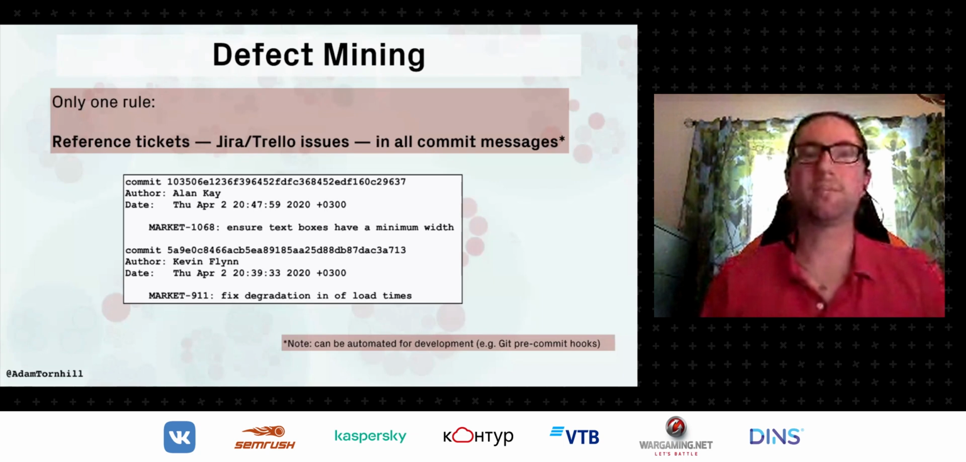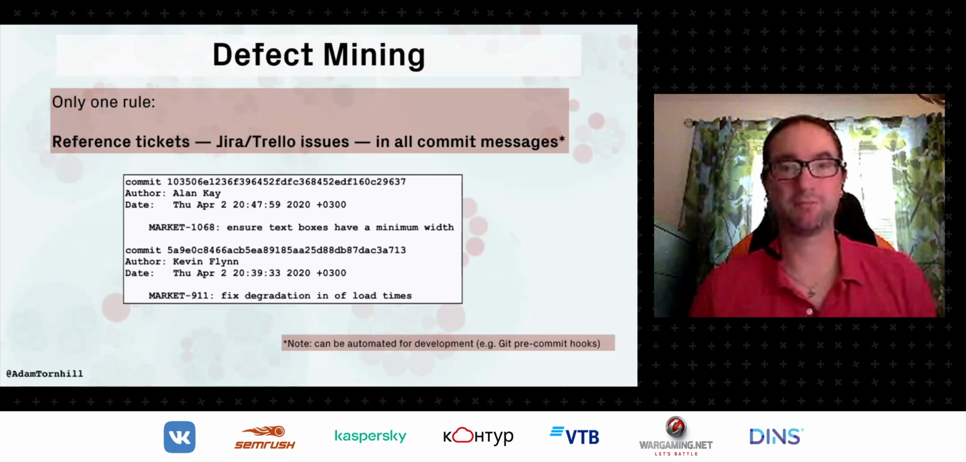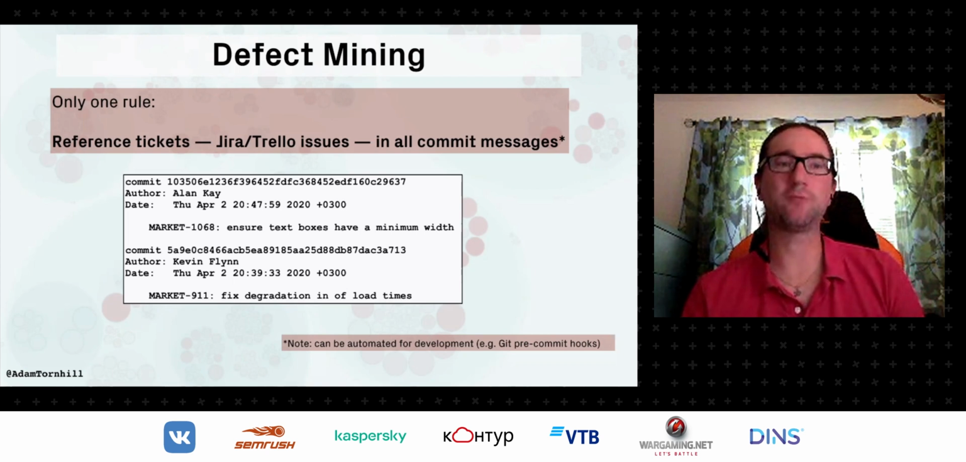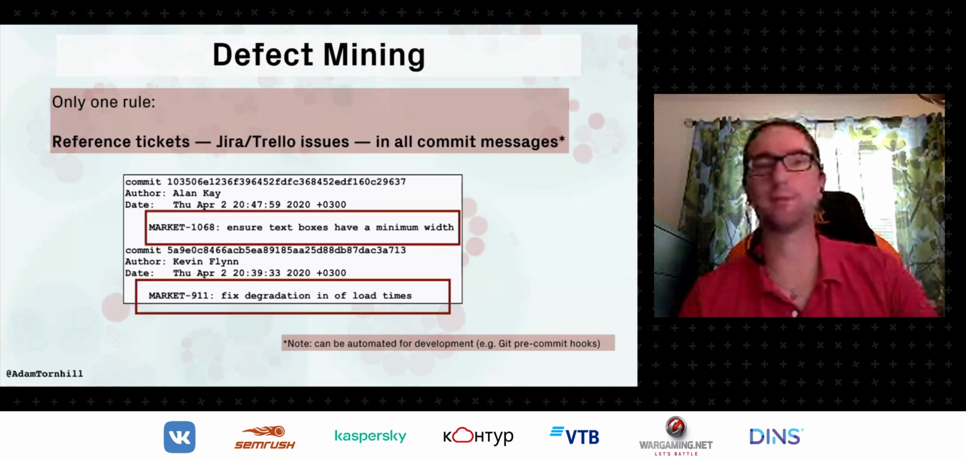Now, one tip to simplify things like defect mining using this behavioral code analysis technique, these forensic techniques: all you need to do is to maintain one single rule. Please remember to always include a reference to your tickets or issues in the commit messages. So you see an example here in the middle, right? We have 2 tickets referenced here.